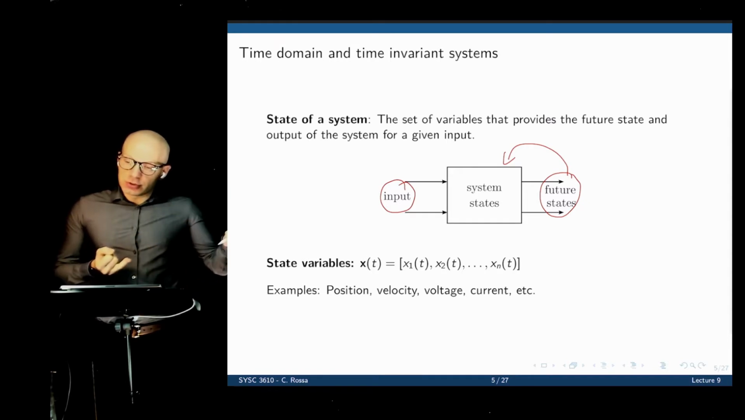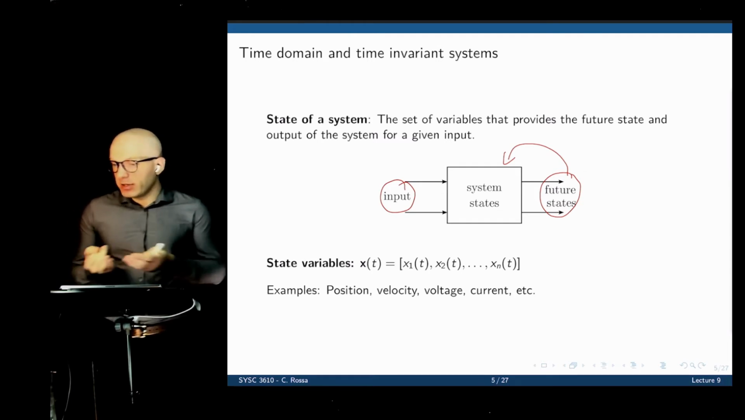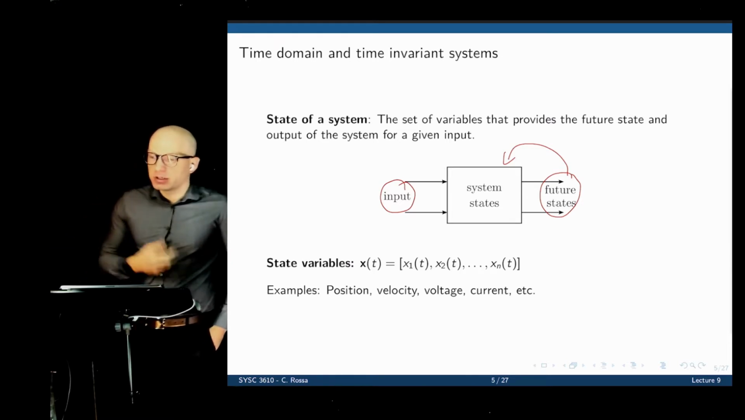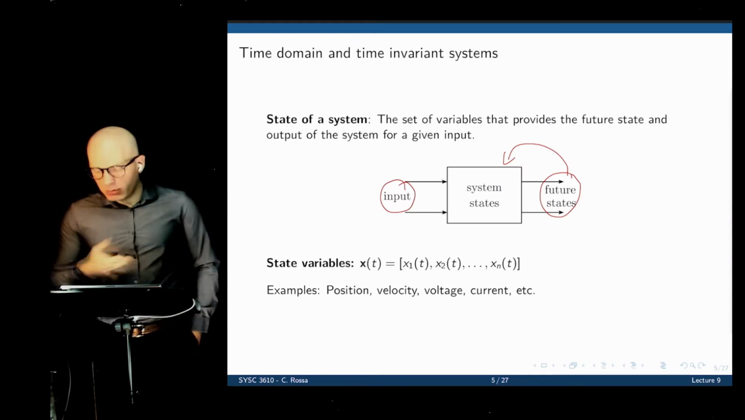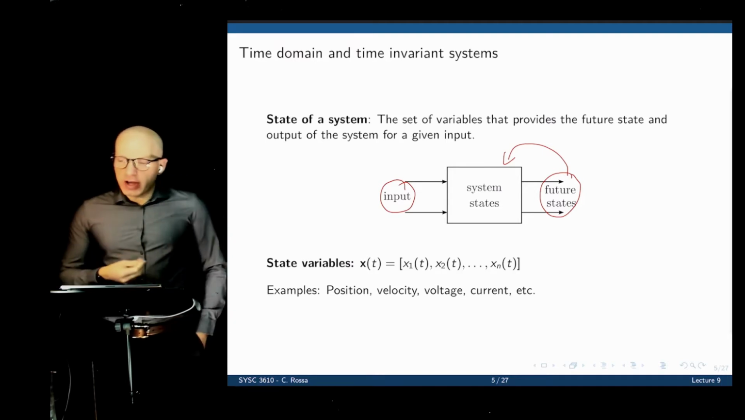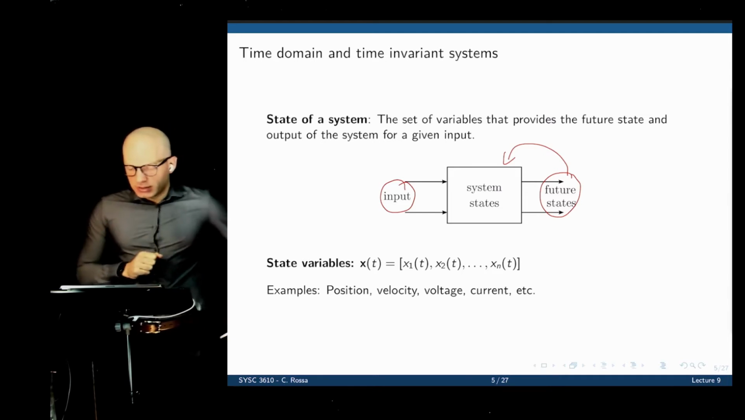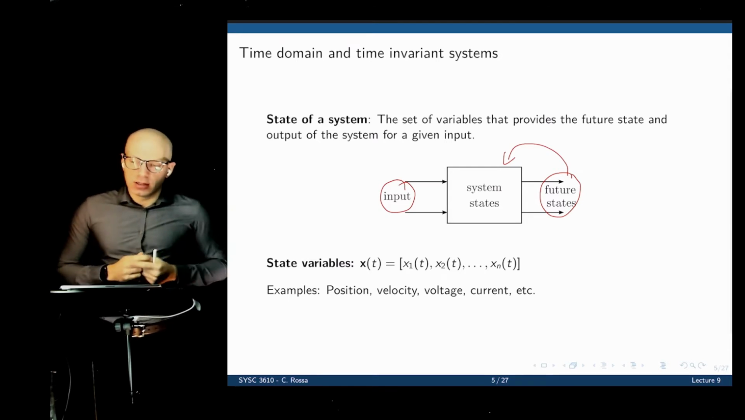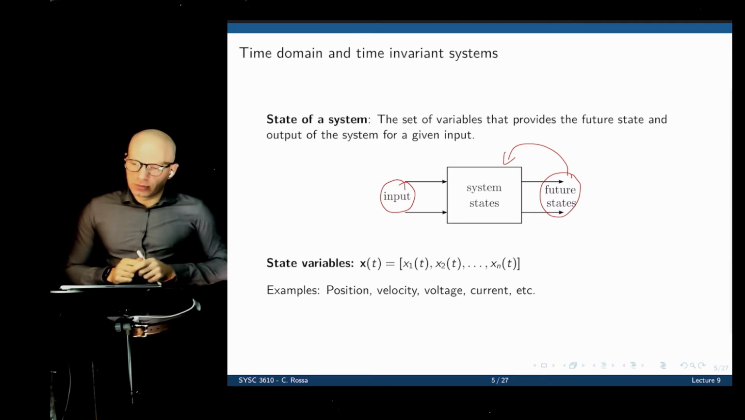If you want to predict the future states, we need the current states, current position, current speed. Which one is the output? Well, we can define either, or we can define the output as being something else, but the output will depend on the state. It's not necessarily a state, but it could be one state, it could be something else. That will be a function of these states. And we're going to gather all of these state variables in a vector, which we represent here as x of t. x1 is one state, x2 is one state, and xn is another state. So for a differential equation that has an order of n, we'll have n state variables to represent it.